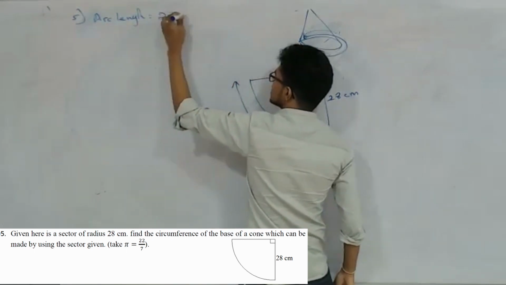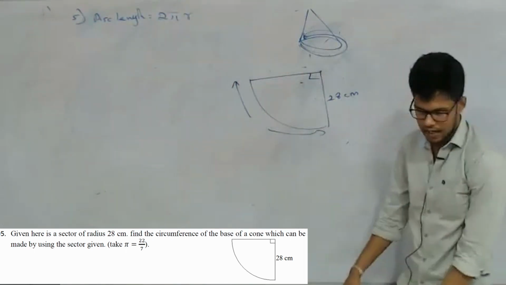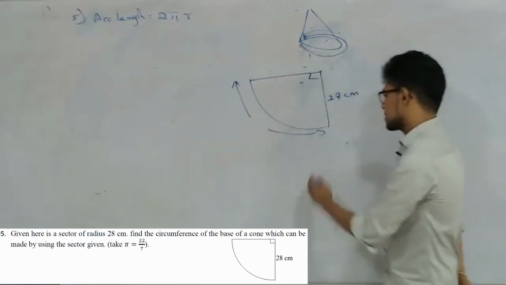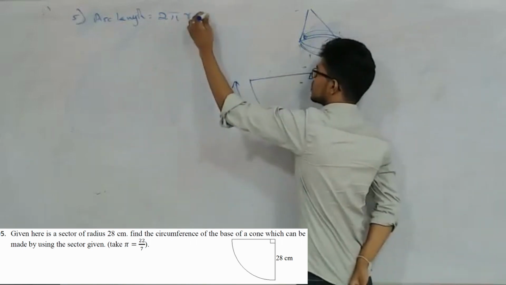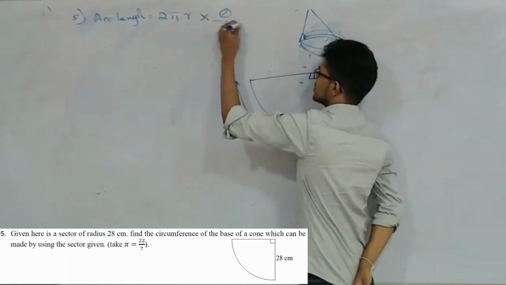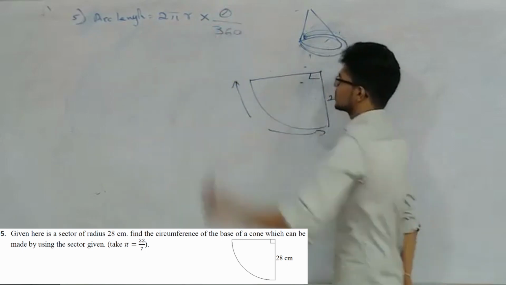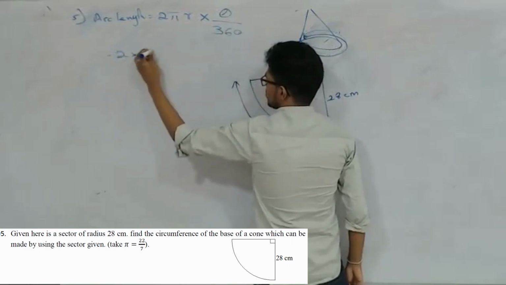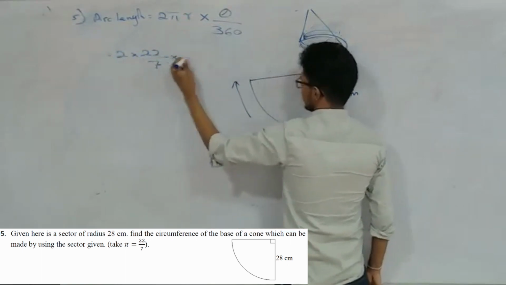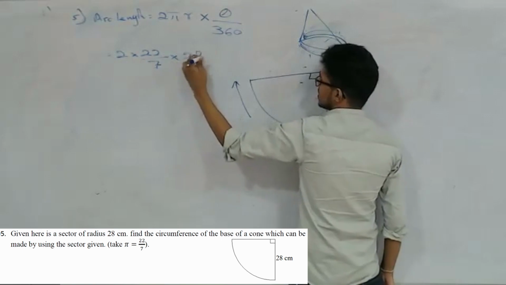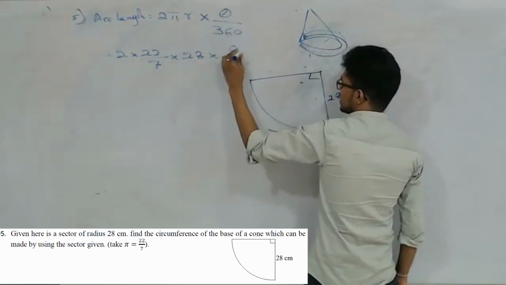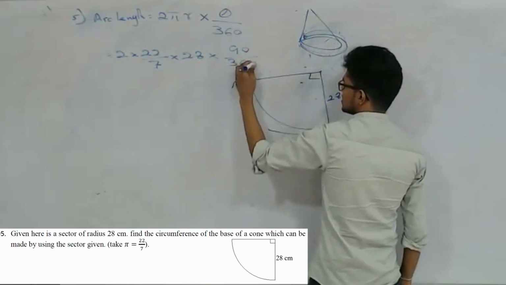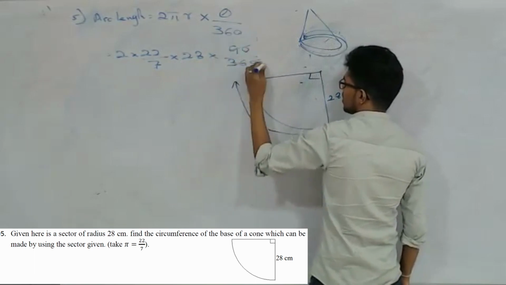Yeah, for a full circle it is 2 pi r, but this is an arc, a sector, so you need to multiply it by theta divided by 360. Do the simplification: 2 times pi is 22 over 7, times the radius 28, times theta 90 over 360. You have 90 over 360, which is 1 over 4.